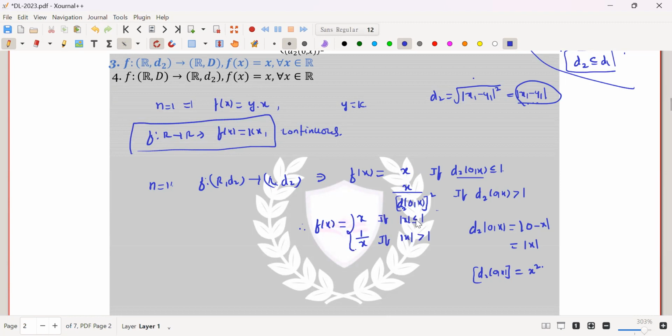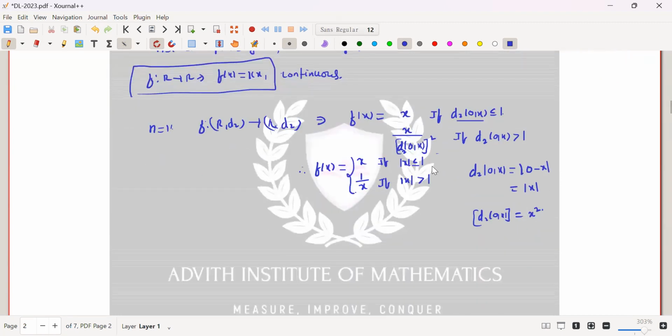So this function is continuous when mod x is less than 1, and continuous when mod x is greater than 1. If it is continuous at x is equal to 1, then the given function is continuous on the whole space, sir. So limit x goes to 1 minus, whenever x approaches 1 from the left hand, this is the right side and this one is left side. So when x approaches 1 from the left hand, x is less than 1. Whenever x is less than 1, f of x takes x, and therefore limit x goes to 1 of x is equal to 1.